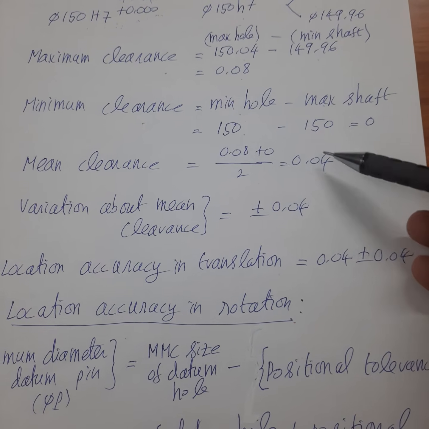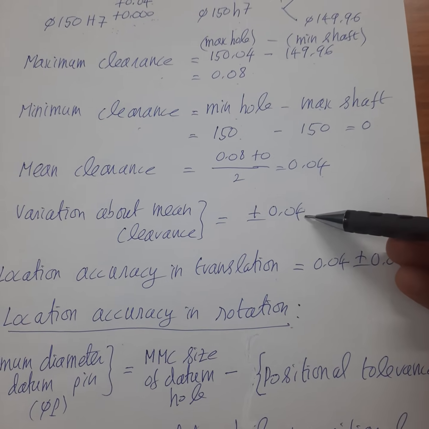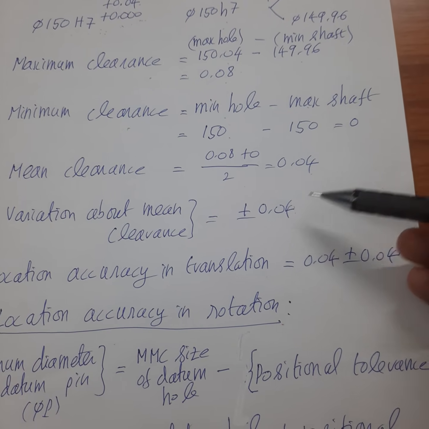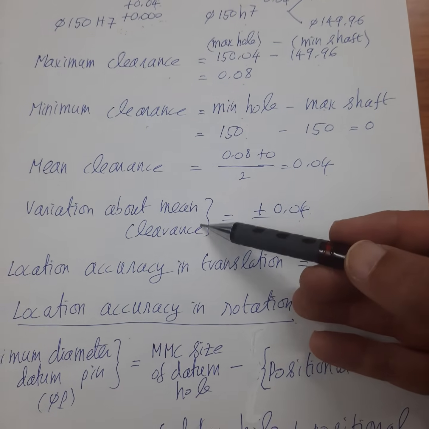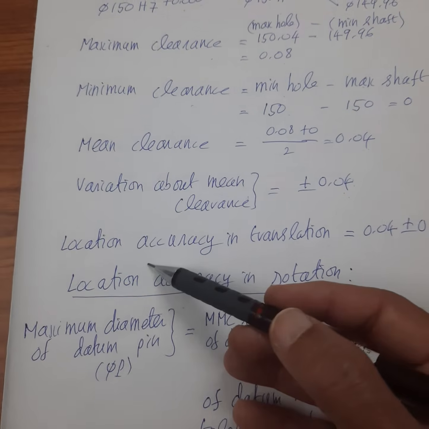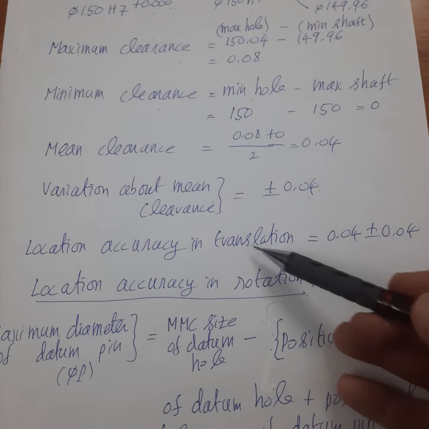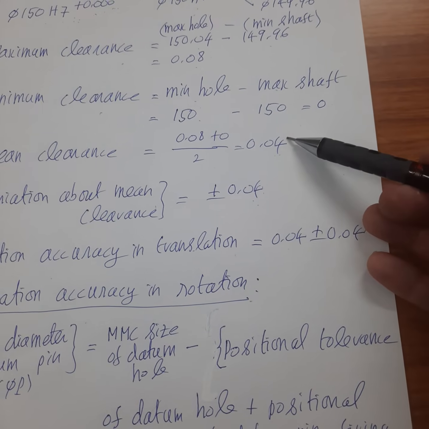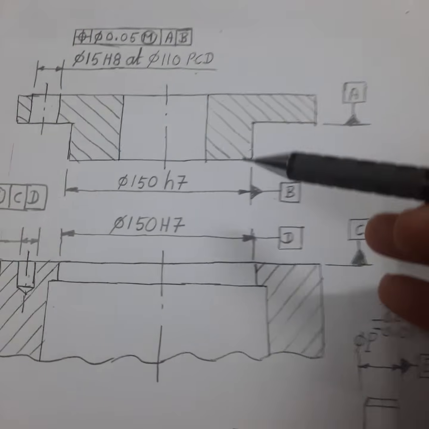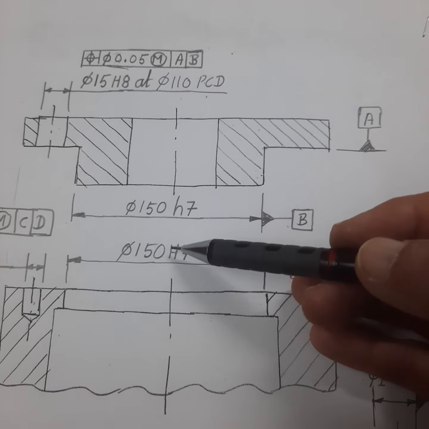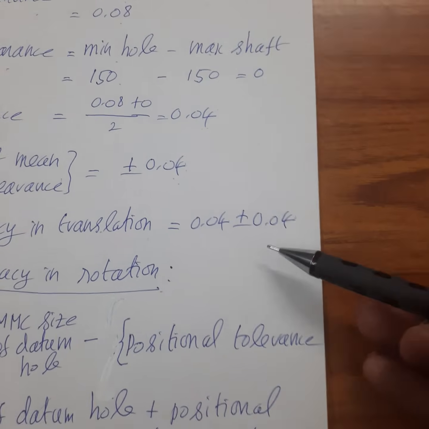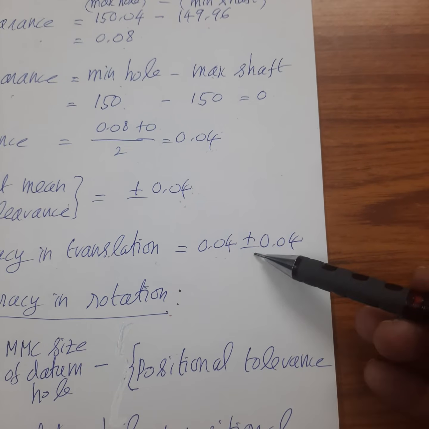From the 0.04, the upper value of 0.08 is varying by plus 0.04. From the 0.04, the lower value of 0 is varying by minus 0.04. So the variation about the mean clearance is plus or minus 0.04. So from these two values, we can write the location accuracy in translation as 0.04 plus or minus 0.04. So when you choose a fit of dia 150H7 and dia 150H7 for the spigot and recess, the location accuracy is found to be 0.04 plus or minus 0.04.